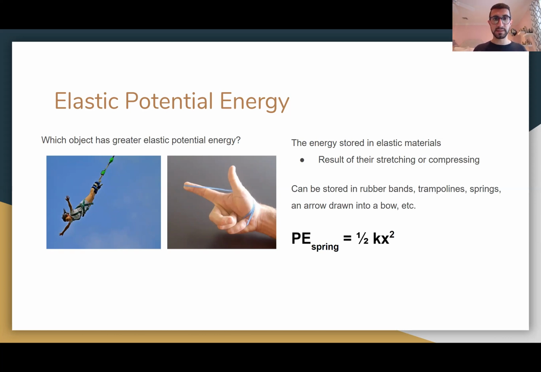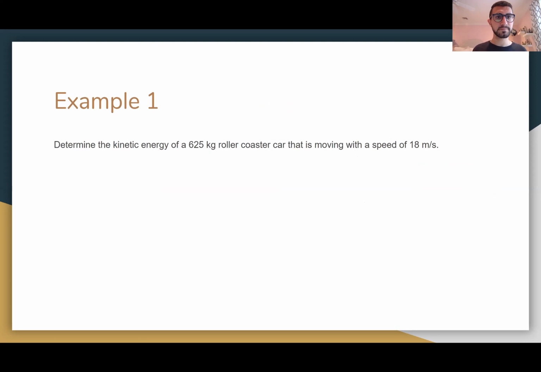So now that we've talked about it, let's do some problems. It says, determine the kinetic energy of a 625 kilogram roller coaster car that is moving at a speed of 18 meters per second. So take some time, do this problem, and we'll work it out when you get back.